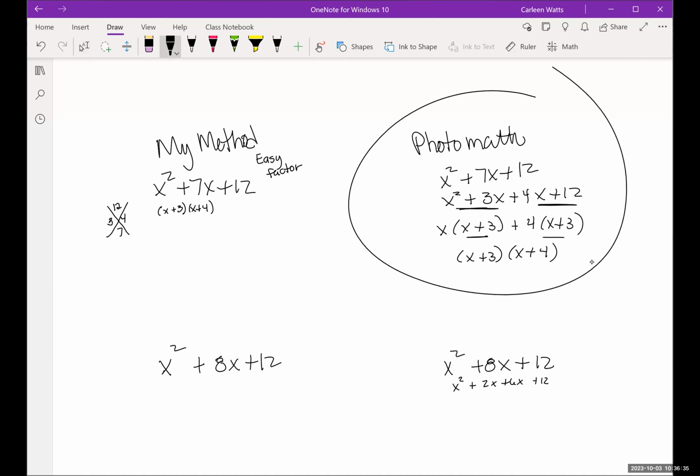Okay. This is the way I learned when I was 16 years old. That was a while ago, guys. Okay. We've discovered some new, more efficient methods. Be careful with PhotoMath. Okay. And I need to know how you decided the 3 and the 4.